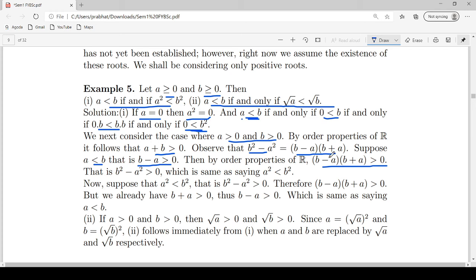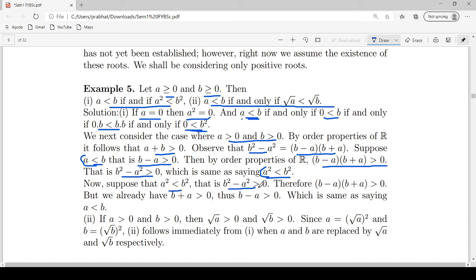But this product is equal to B square minus A square. That is, you have B square minus A square is greater than 0, which is the same as saying A square is less than B square. So if A is less than B, then A square is less than B square, you have proved. Now we will prove the reverse part. That is, we will assume A square is less than B square and we will prove A is less than B. So suppose A square is less than B square.